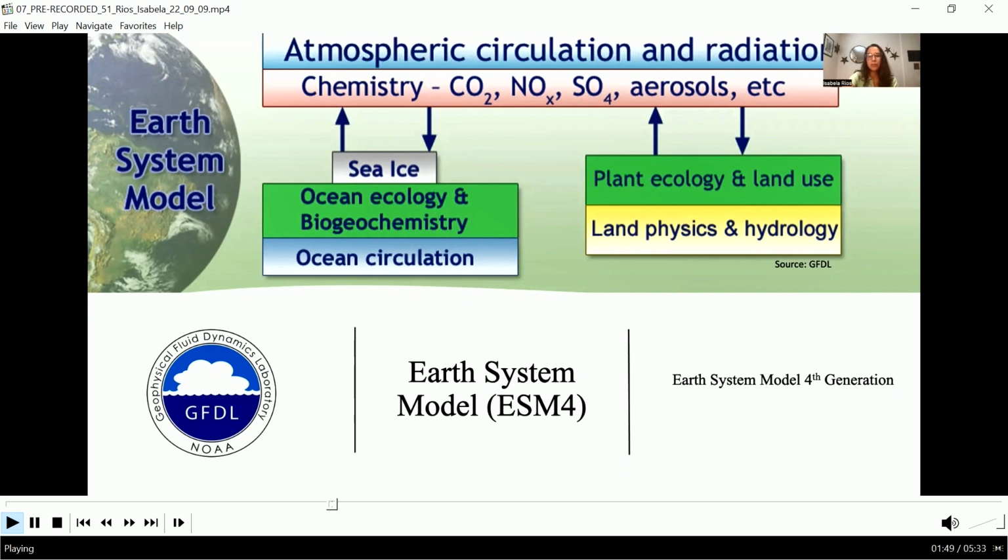A model is an illustrative tool to represent a complex series of events. In this case, that complex series of events is the Earth system. The 4th generation ESM4 offers improvements in SST and includes COBALT.